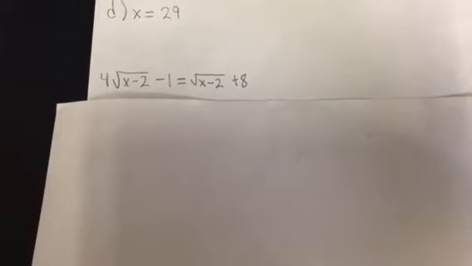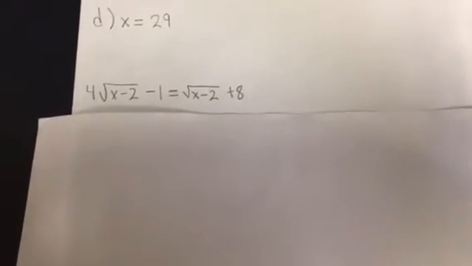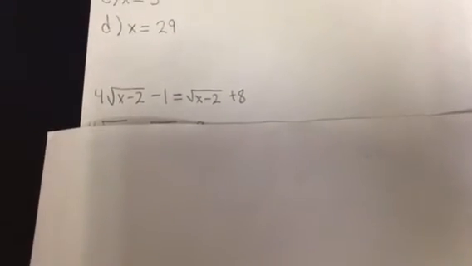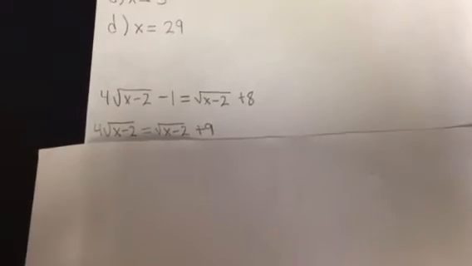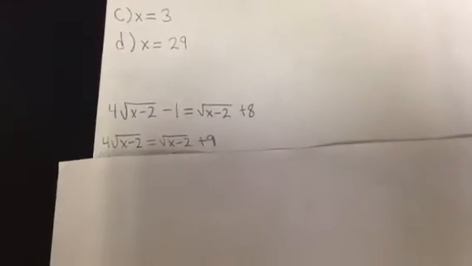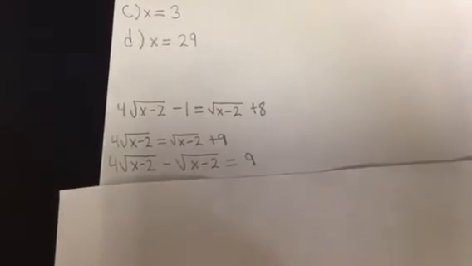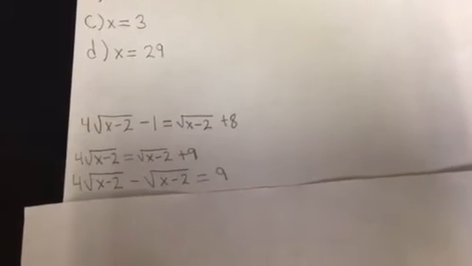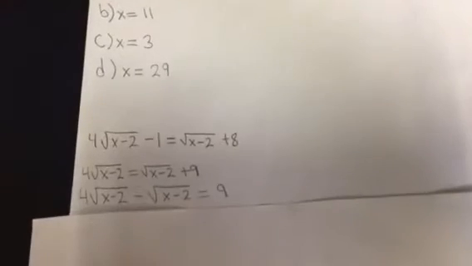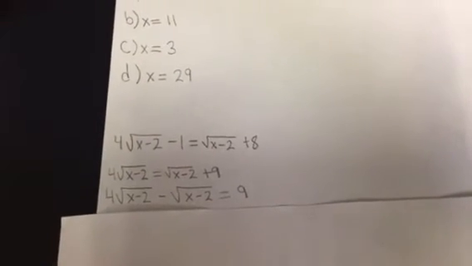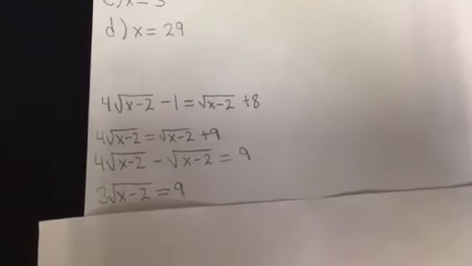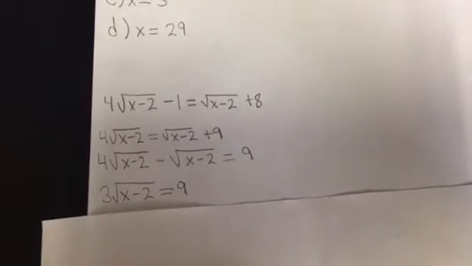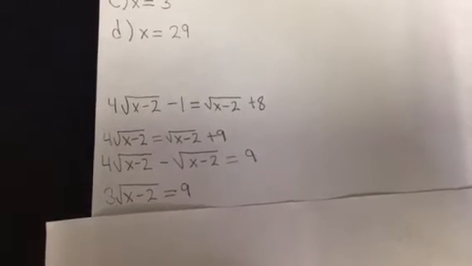So for the first part, this is how the original equation looks, and we all know what that is. The first thing you would do is move 1 over to the other side, which would give you 9. And then you would also switch the square root of x minus 2 and move it to where the 4 times the square root of x minus 2 is. So when you subtract those two, you would get 3 times the square root of x minus 2 equals 9.